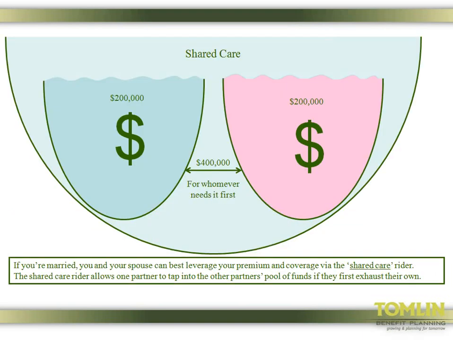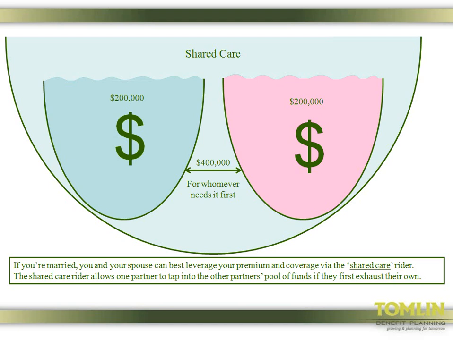The only other rider I want to cover today is called shared care. And this is the best way to leverage your premium dollars if you are a couple, if you have a spouse or partner. So if your spouse or your partner and yourself apply to the same insurance company at the same time, same benefits, and you both request shared care off of each other's policies, you'll have access to each other's pool of money at claim time. And shared care adds about 20% to your premium, but that's far less expensive than both of you buying twice as much coverage as you would expect.